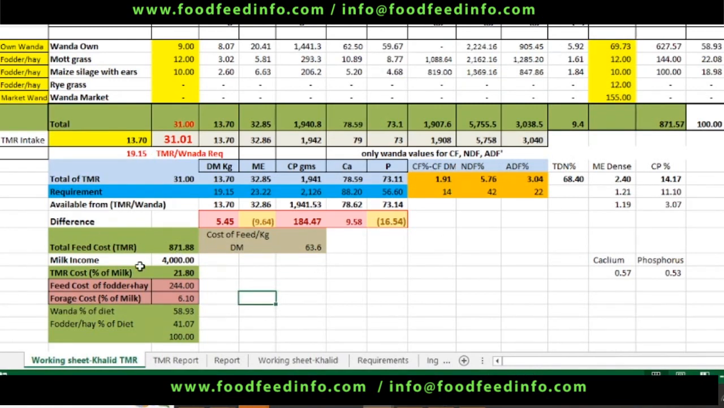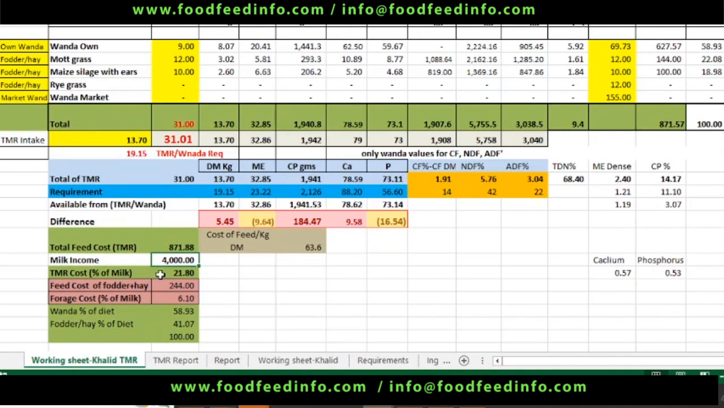And then this sheet will also let you know the total cost of the TMR you are feeding. Like you are feeding 13.7, so this 13.7 kg dry matter is equivalent to 871 rupees. So here you will get the value of the total TMR cost on daily basis if you are feeding this 13.7 kg of this TMR. This is the milk income we have added.